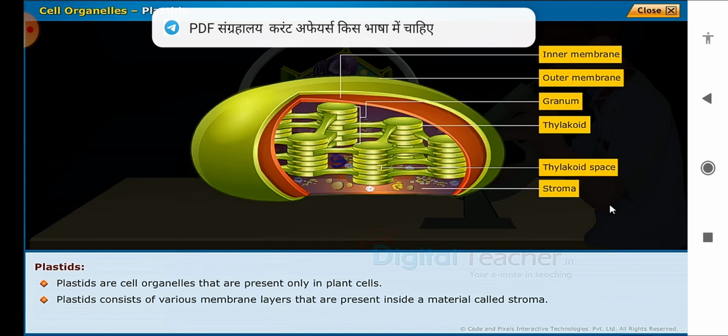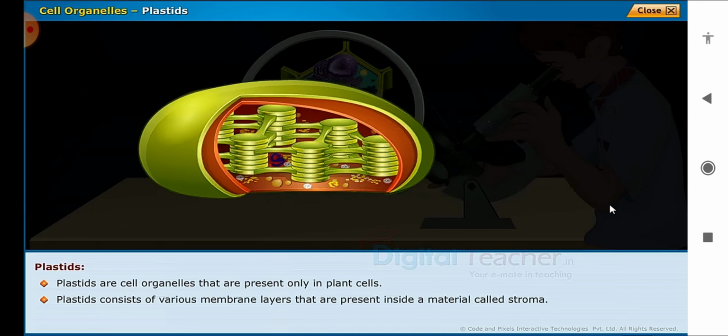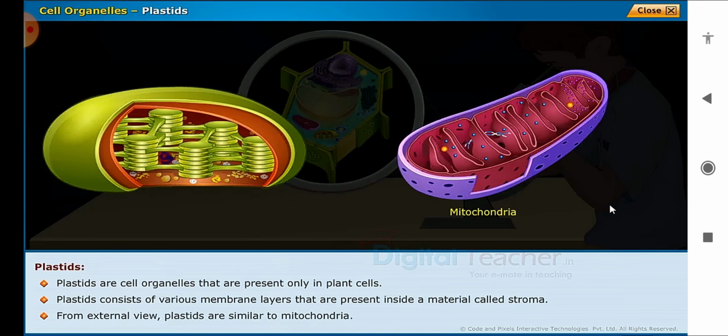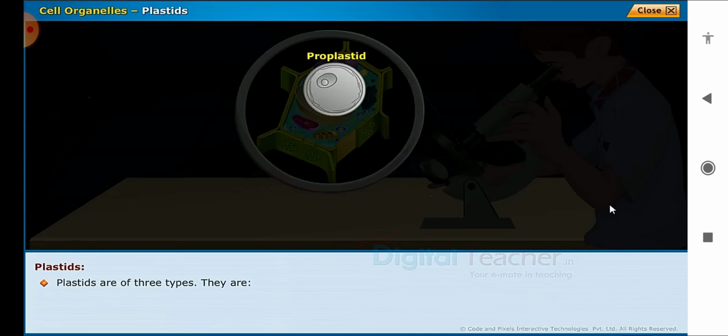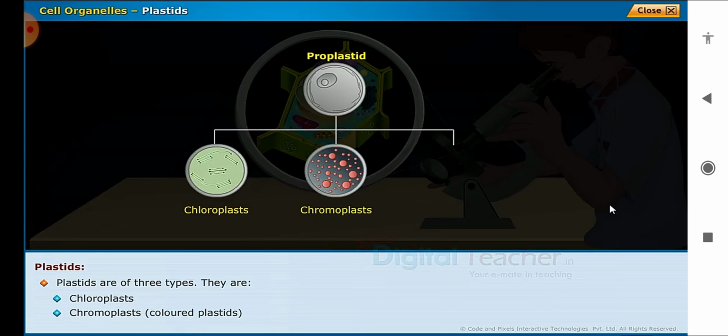Plastids consist of various membrane layers that are present inside a material called stroma. From external view, plastids are similar to mitochondria. Plastids are of three types. They are chloroplasts, chromoplasts, and leucoplasts.